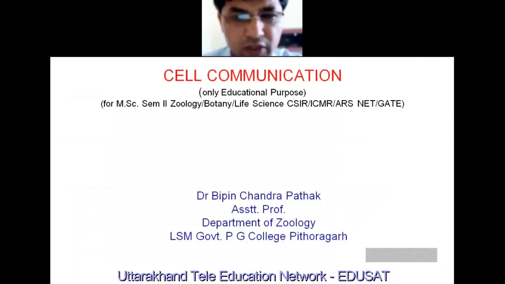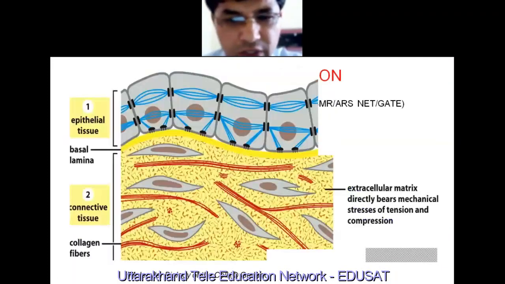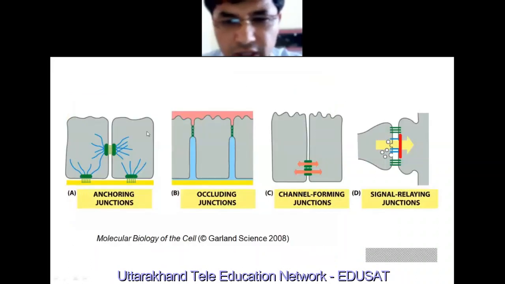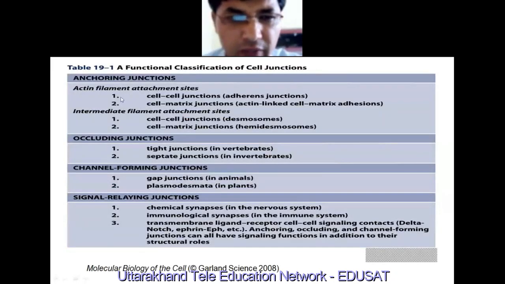Today I just tell you about the introductory part of this cell communication, then this is the connective tissue, extracellular matrix and cell to cell interaction. Then these are the 4 types of the junctions: anchoring junctions, occluding junction, channel forming junctions and signal relaying junctions. After that I will explain this part.